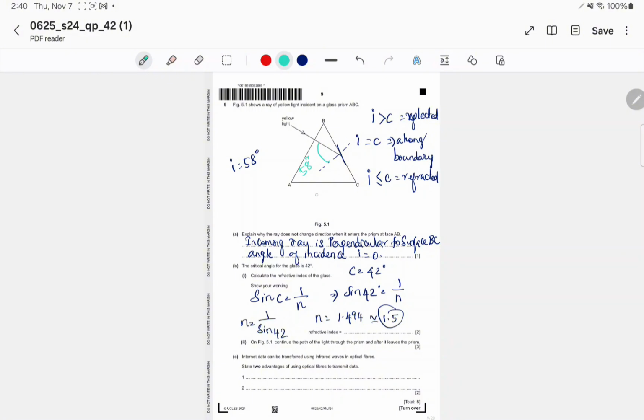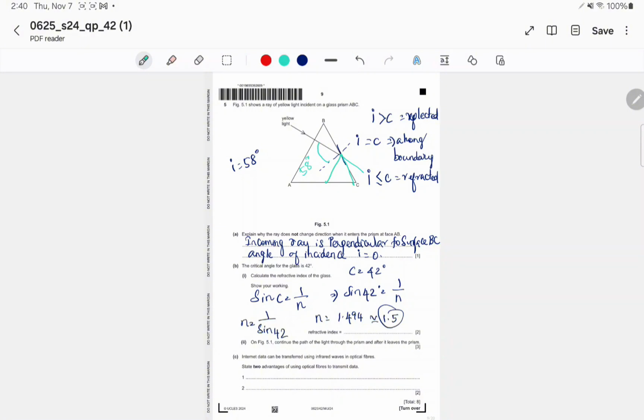Okay, so this way it will come reflected inside the glass. So reflected inside the glass. If I is equal to C, it moves along the boundary. If I is less than C, this way it will move outer the glass.